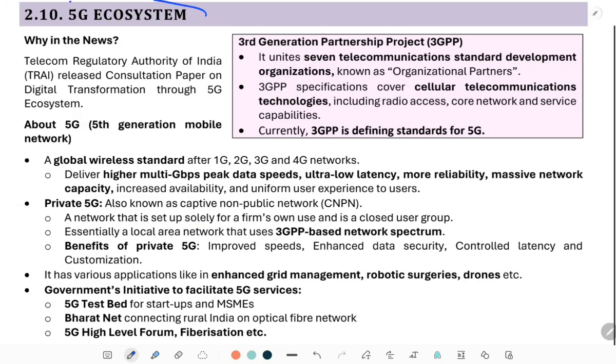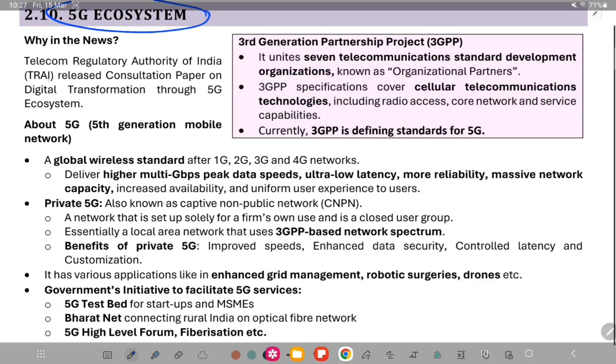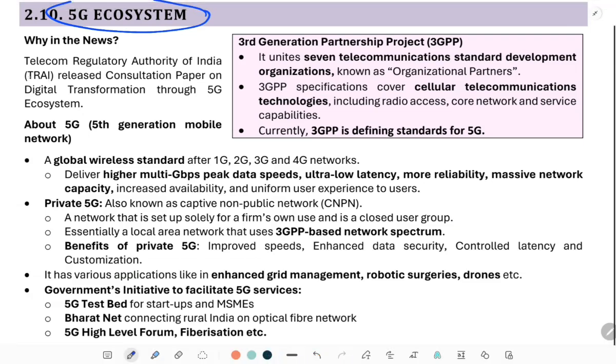Next, we'll see the 5G ecosystem. Recently, it was in the news. The Telecom Regulatory Authority of India released a consultation paper on digital transformation through the 5G ecosystem.